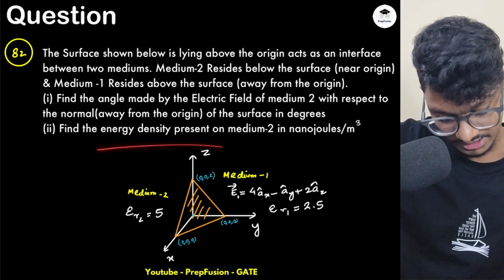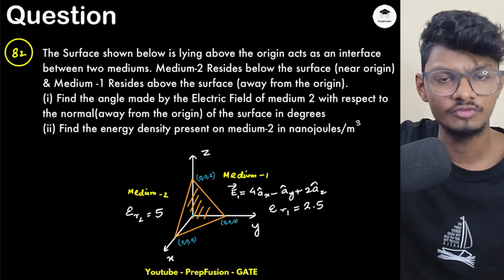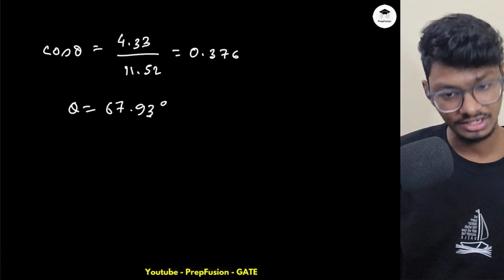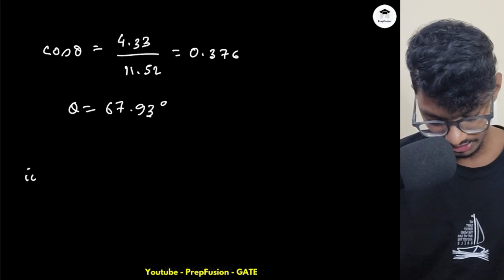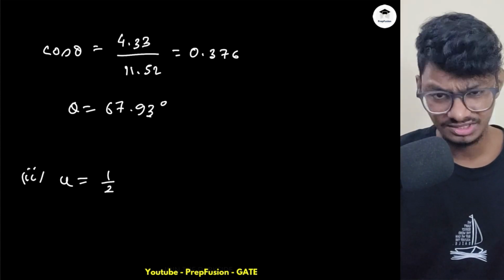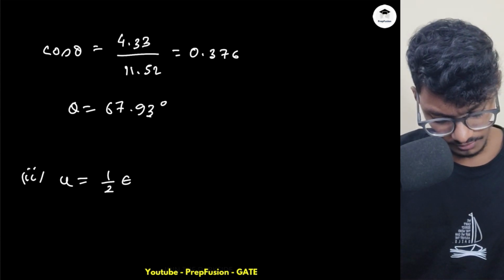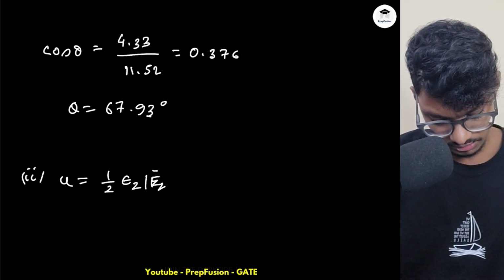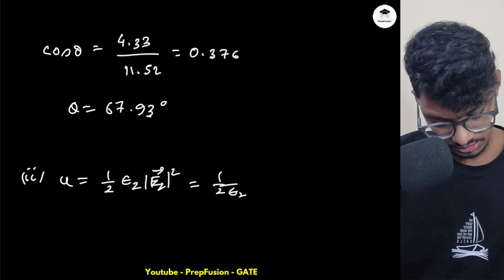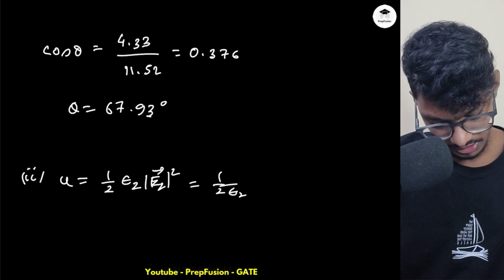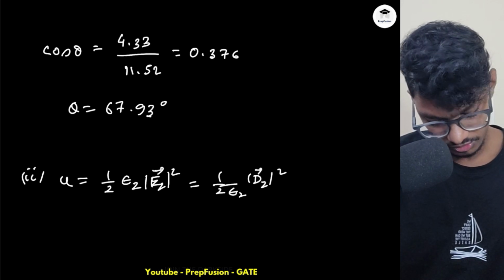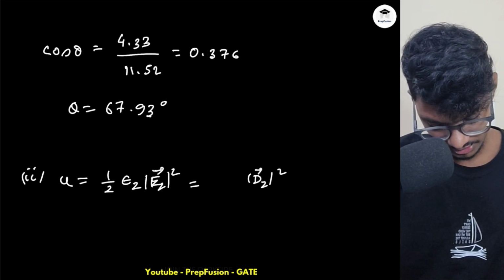Now you have to find out the energy density present in medium 2. How do you find out that? For energy density, we know a formula, and this one I will recommend you to remember. No need to do any magic things here. The energy density formula is half epsilon 2 into electric field magnitude whole square, or I can write this as half, electric permittivity, and magnitude of D2 whole square. Any one of them will work.